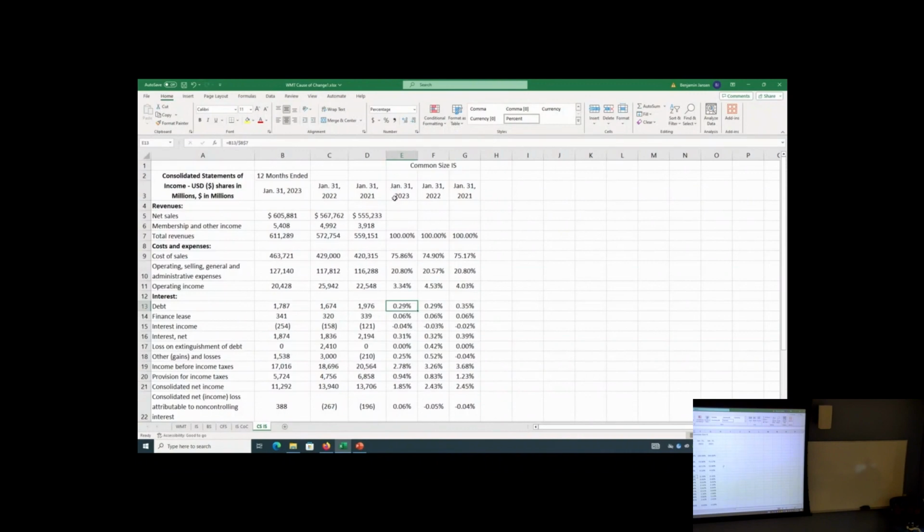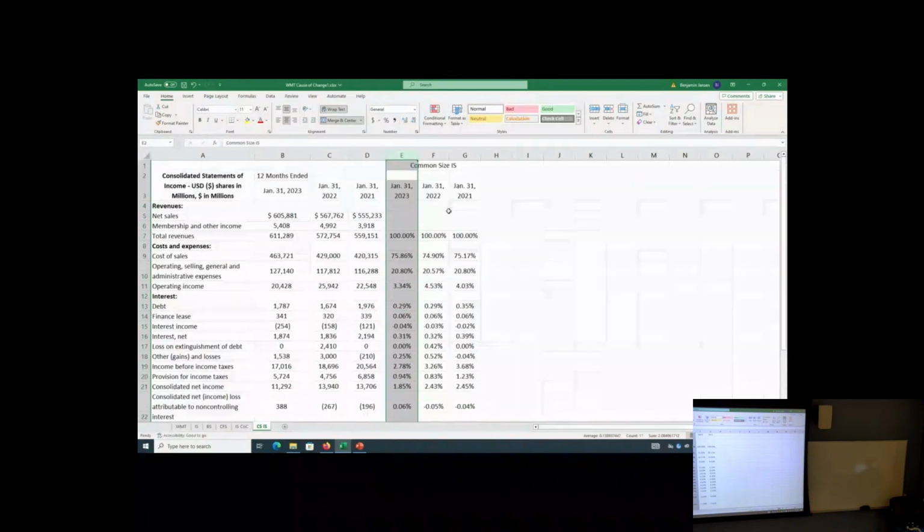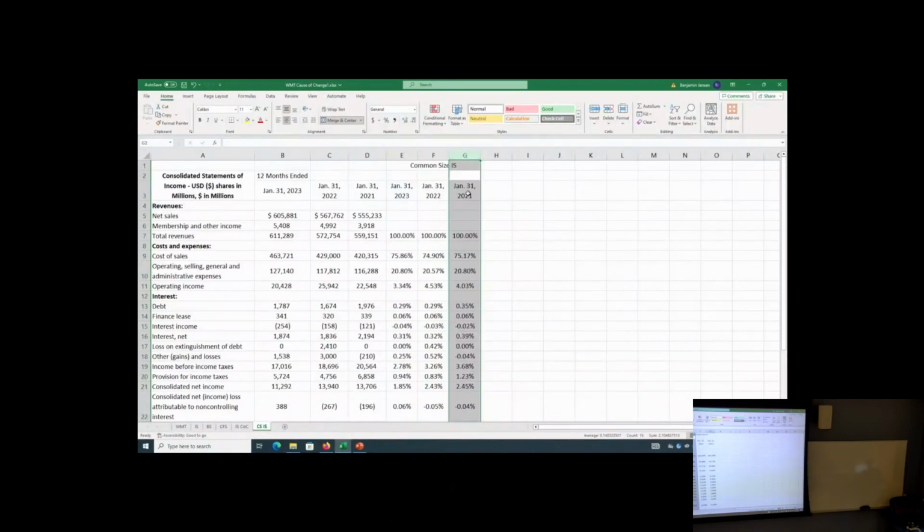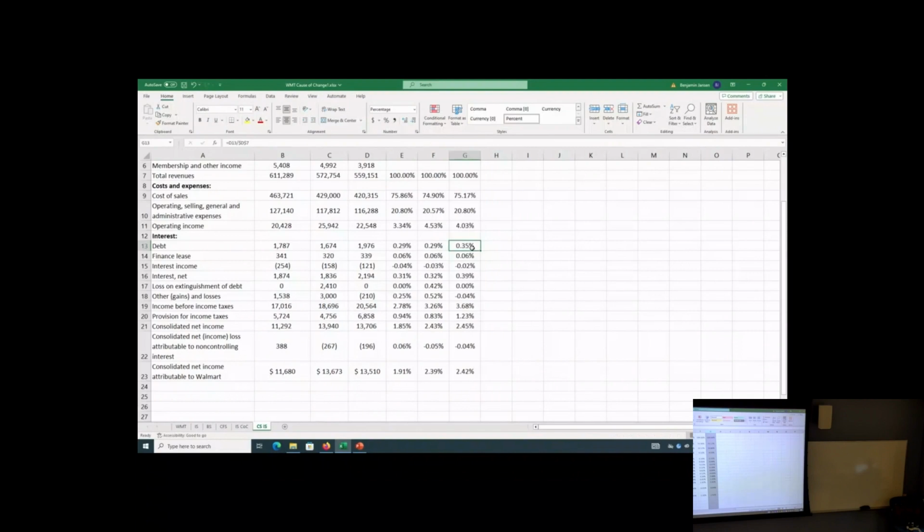Keep in mind the financial timeline. So we have the earliest period nearby. All right, so debt decreases from just over 1/3% to just under 1/3%. So that suggests that Walmart's paying off its debt a little bit better.